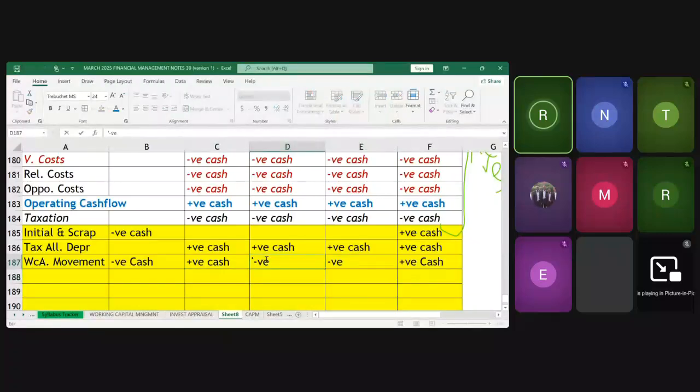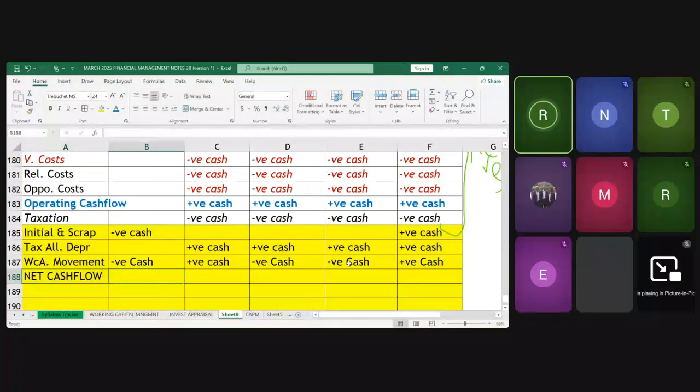So in between, from year 1 to year 3, it's not definite. I'm just giving values there so that I can just leave it blank. And then after we have incorporated tax allowable depreciation and working capital movement, then I need to add everything. This is my capital side. When I add, I get net cash flow.